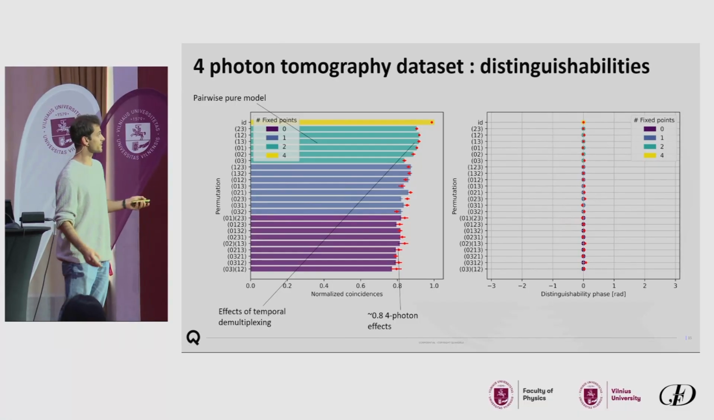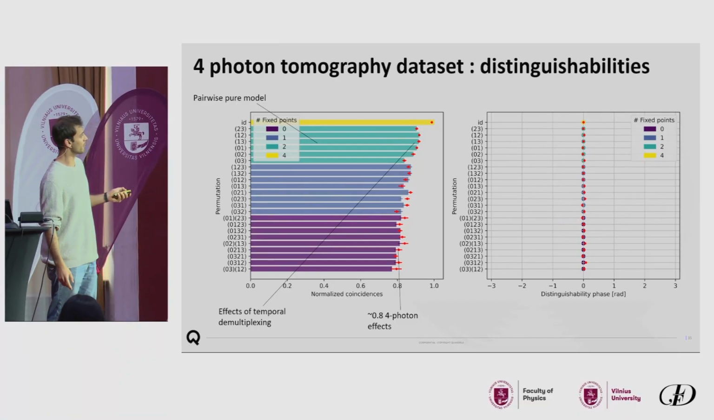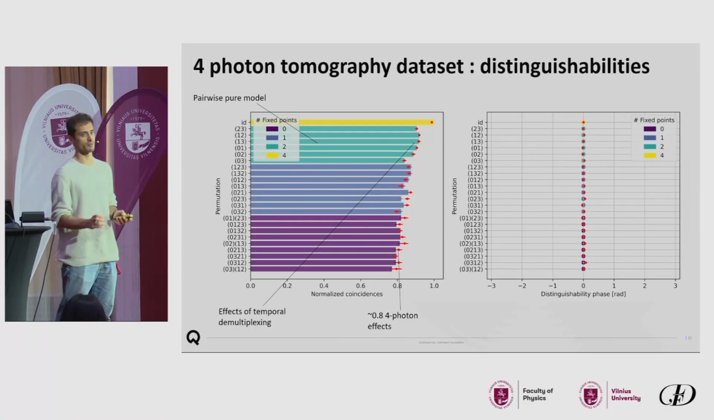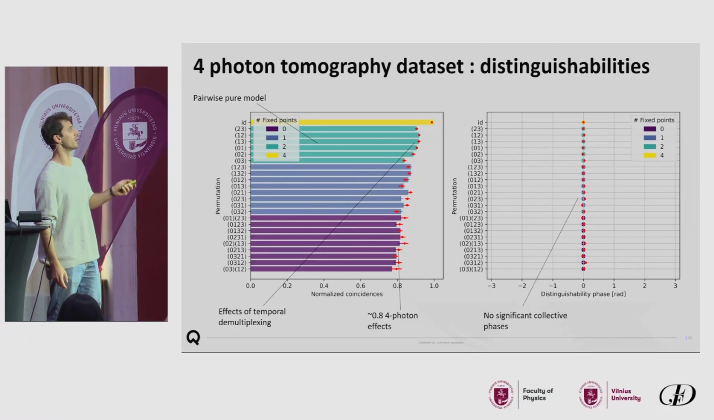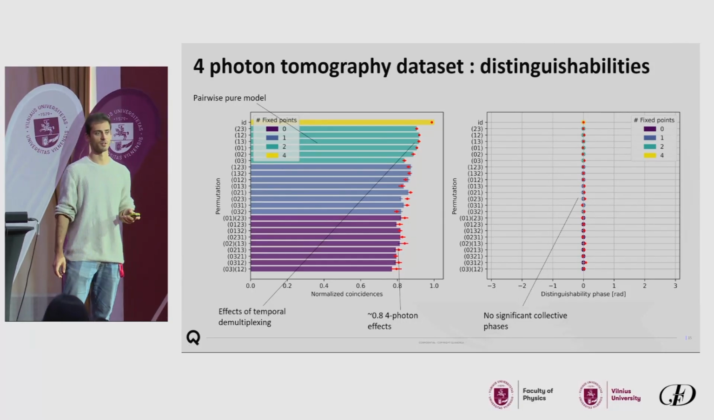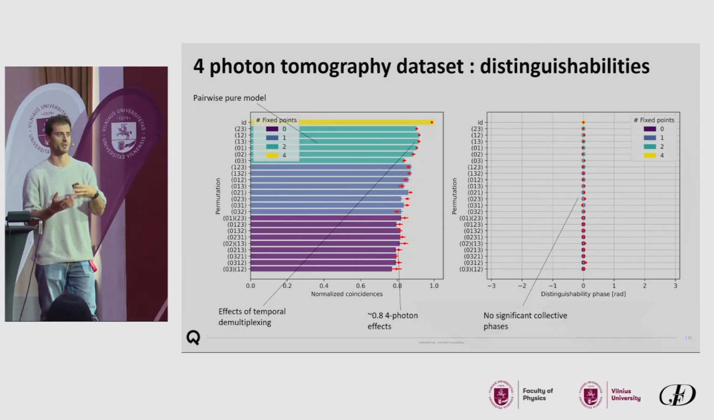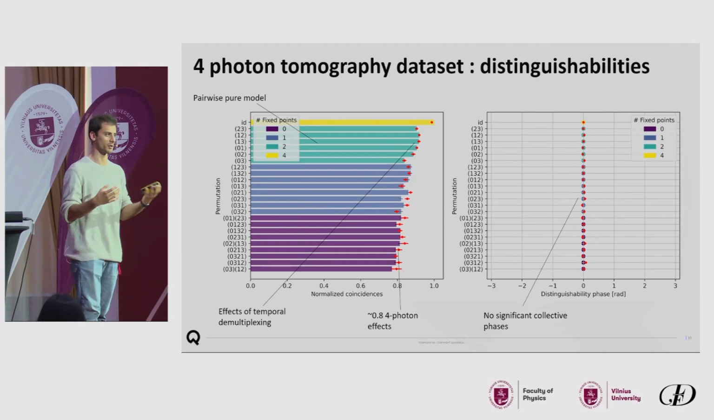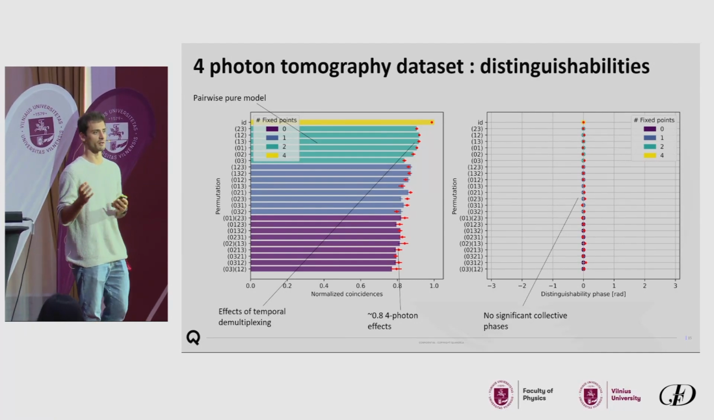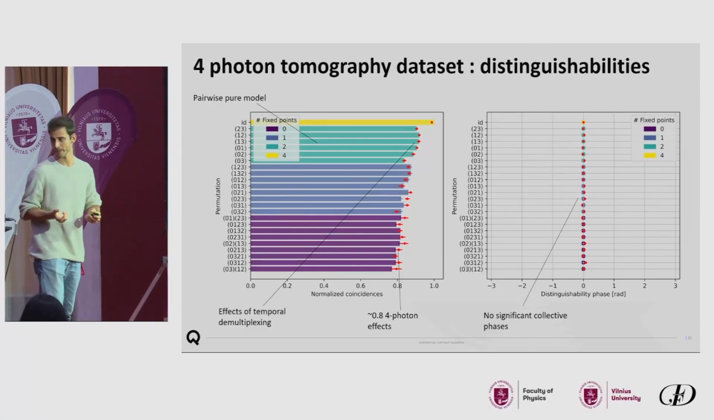We don't have a crazy precision yet, but we can ballpark the 4-photon effects to a respectable 0.8. And most importantly, we see no evidence of internal phase in the machine. This is very valuable information because, as I said before, it gives us the hope that the noise that we're facing is incoherent and could possibly be corrected, but more on that later.